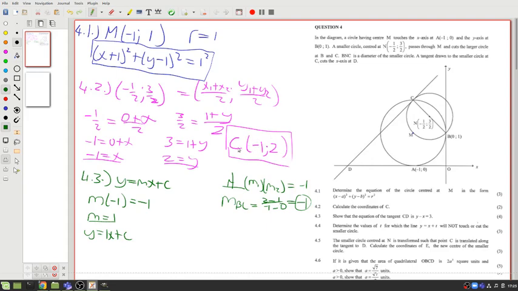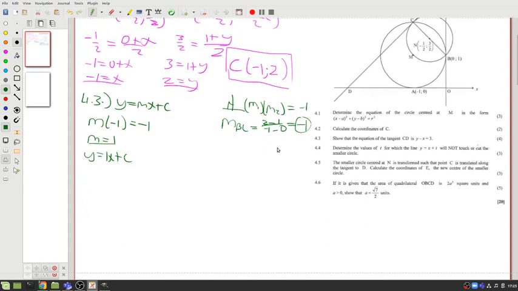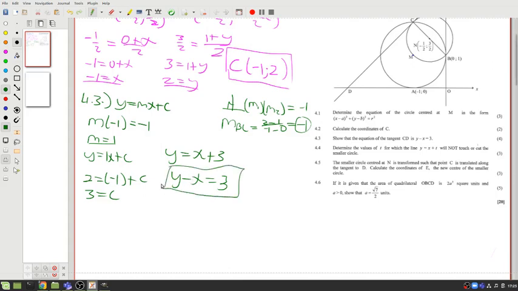So the only one we have is this coordinate c here. So we can sub that in, which gives us 2 equals 1x plus c. Take the 1 over and we get 3 equals c. So our full equation is y equals 1x plus 3. But what they want is this form, so all we need to do is take the x over and we get y minus x equals 3. And there we've shown exactly what they wanted.